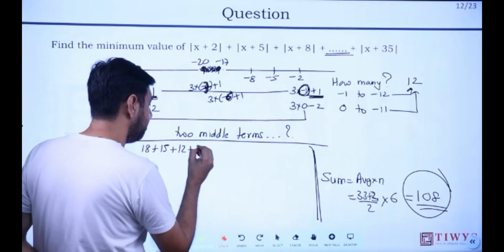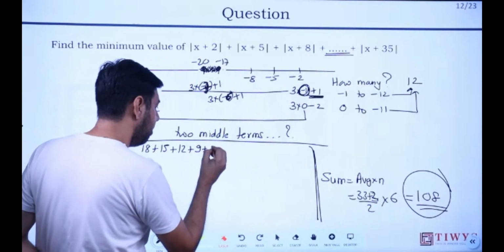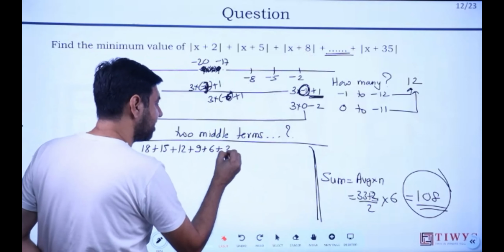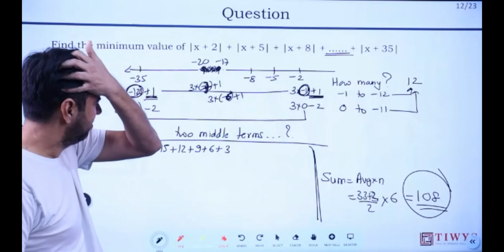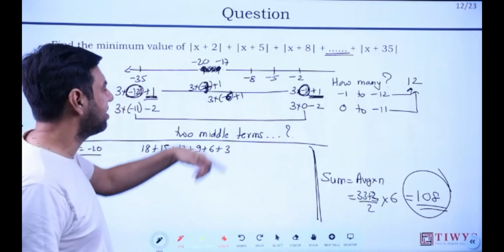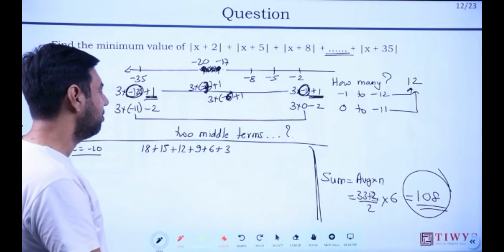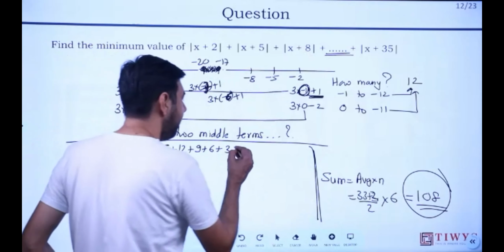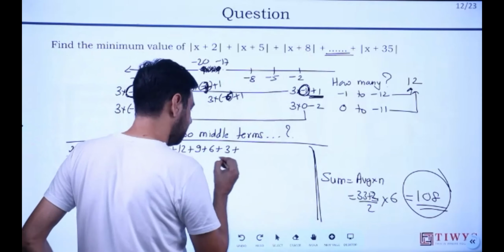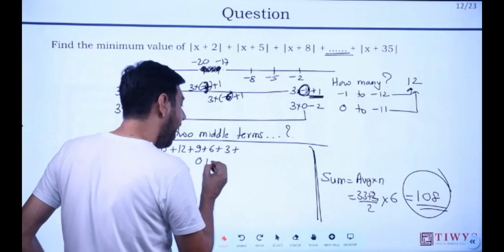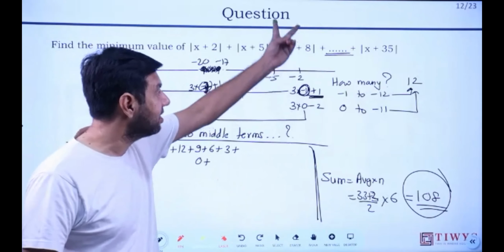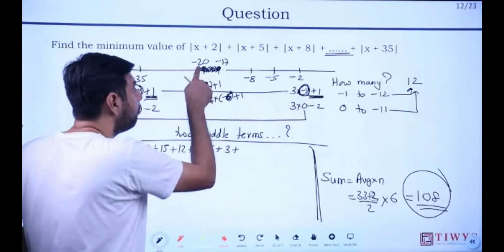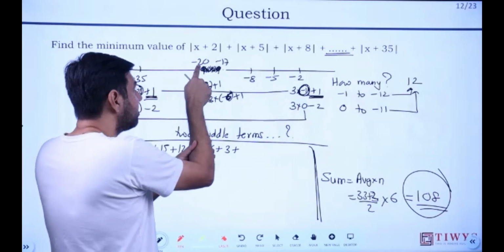1, 2, 3, 4, 5, 6. Could you tell me what is going to happen after this? This is just 6 terms. What is going to happen after this? Okay, 6 more terms. And what are those? 0. And will it become a -3 after that? No, students, there's a mod. You put -20.